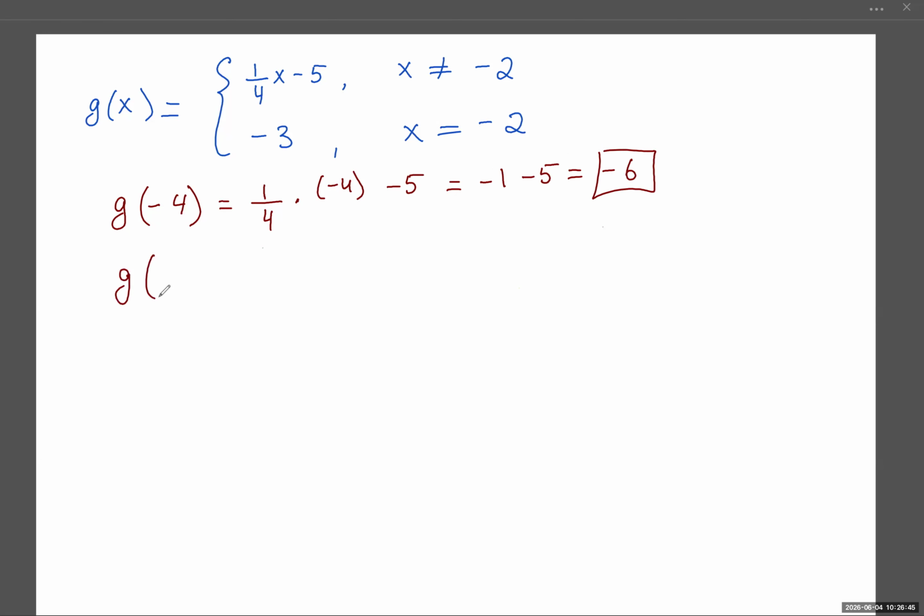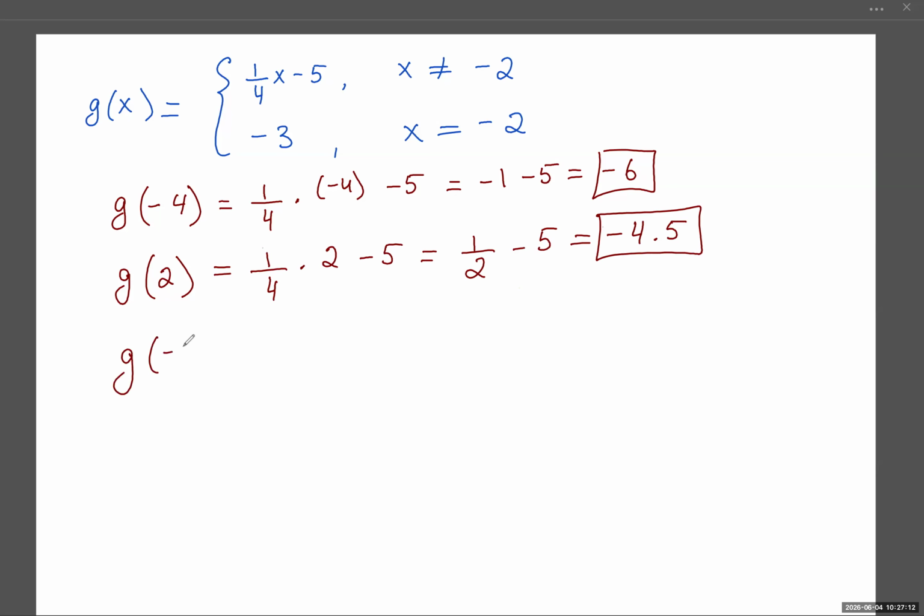Well, let's try this again. g at 2. Well, 2 does not equal negative 2, so it's still the first function, 1/4 times 2 minus 5. 2 times 1/4, that's 1/2, minus 5, and that's negative 4.5. And then g at negative 2, since negative 2 equals negative 2, that is going to be your constant value of negative 3.